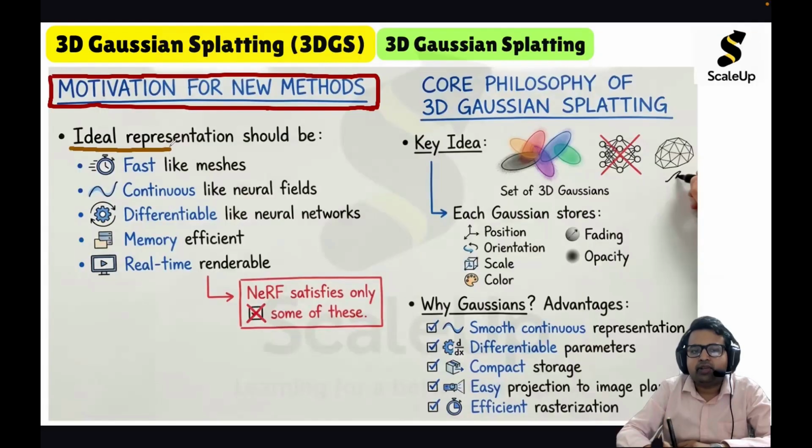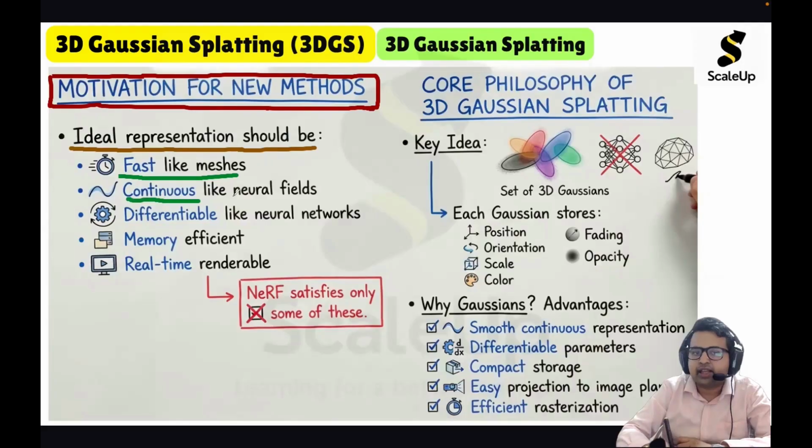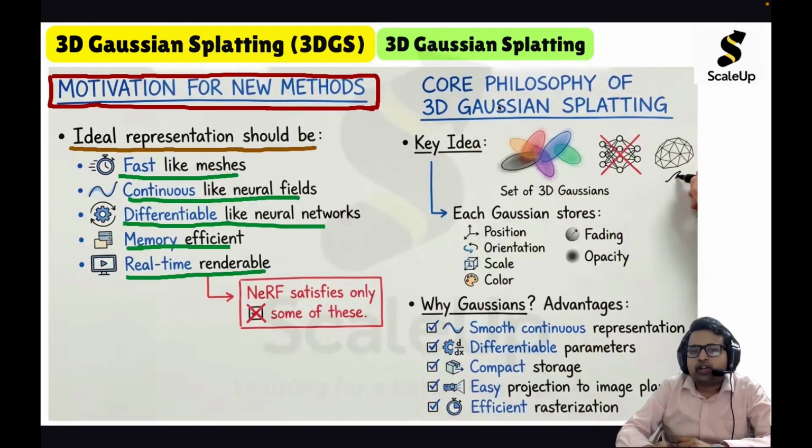The ideal representation: we were looking for implicit 3D representation techniques that should be fast like meshes, continuous like neural fields, differentiable like neural networks, memory efficient, and real-time renderable. Unfortunately, neural radiance field satisfies only some of these properties, not all.